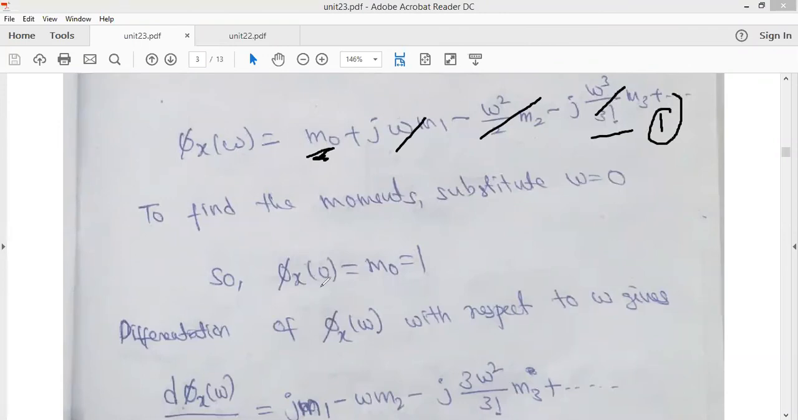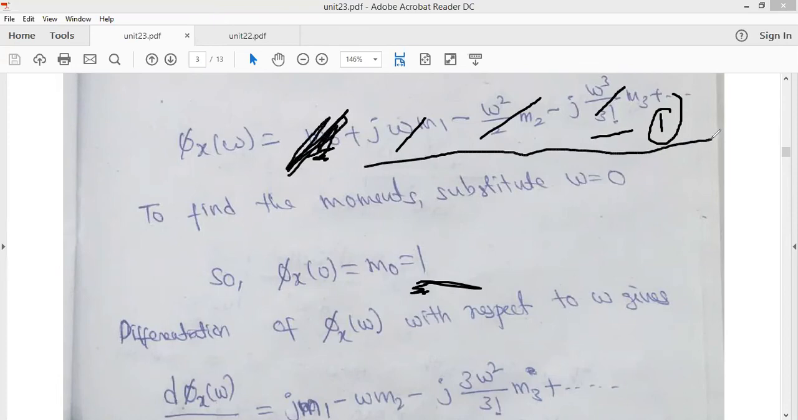So if omega is equal to 0 in this particular equation 1, phi x of 0 will be equal to m0. So we know that m0 value will be 1. Okay. So now what we do? We differentiate this equation 1 with respect to omega, then we substitute omega is equal to 0. If you differentiate this equation with respect to omega, we don't have this term. M0 is a constant, differentiation of constant will be 0. So we will be having the terms from second term onwards.